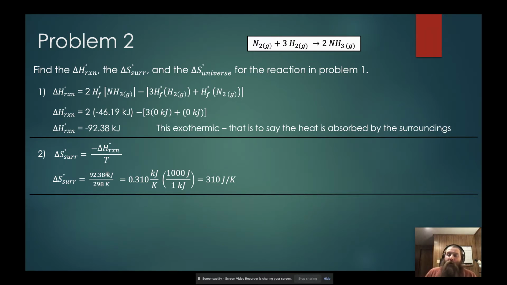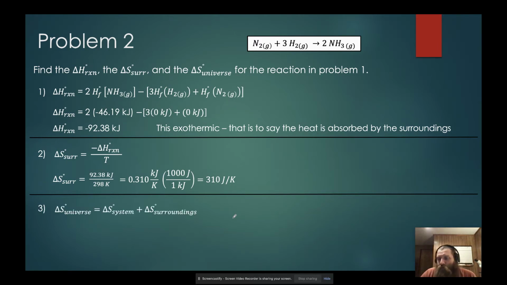But I know that would be wrong because if I'm looking for an entropy, right, I need to have it in joules per Kelvin. All right, so I'm going to convert the kilojoules per Kelvin over to joules per Kelvin, and it would be 310 joules per Kelvin.